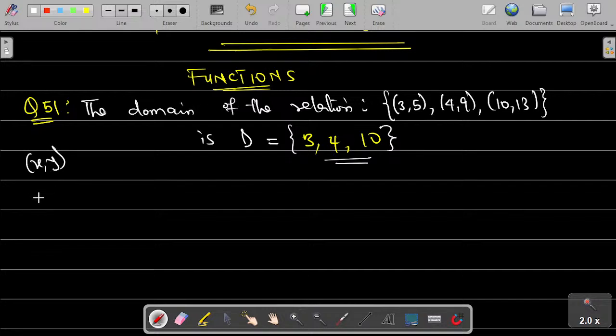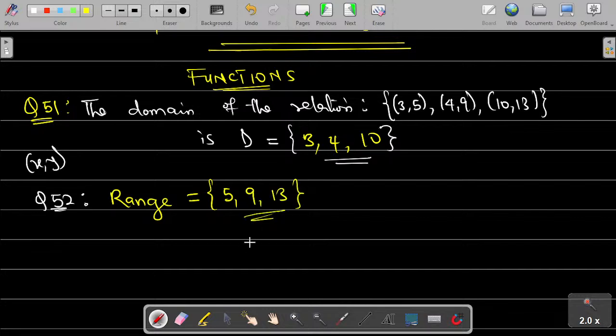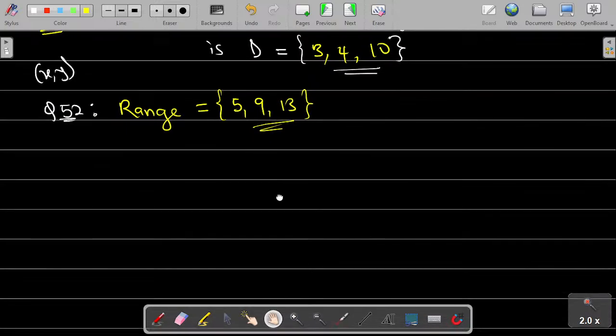We go over to question 52, and there they are now asking us to pick out the range from the same set. What is the range? The range represents the y component of the same pair. So your range will now be 5, 9, and then 13. It's not a big deal, and that is all for that. So we go over to the next one.